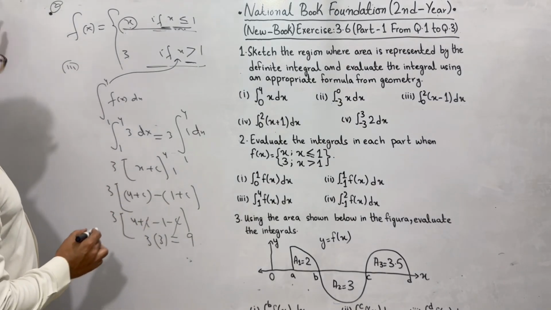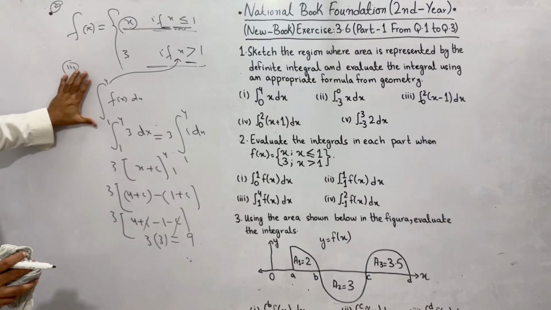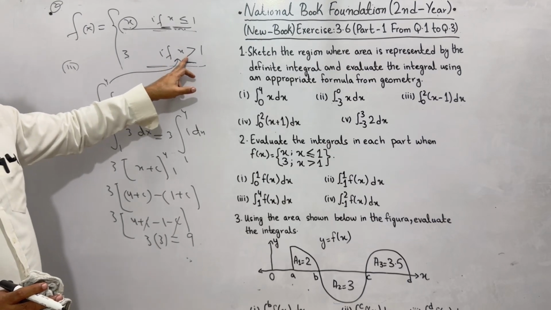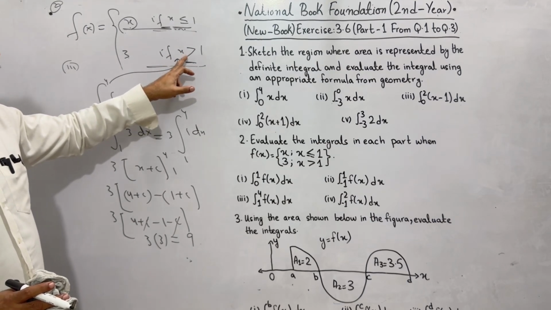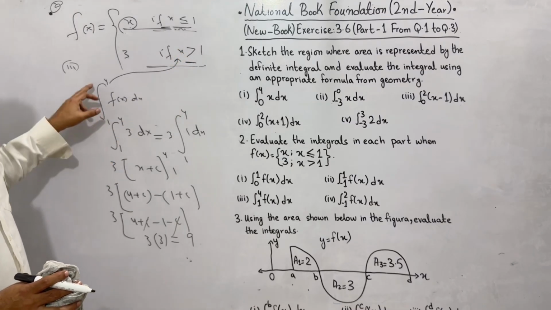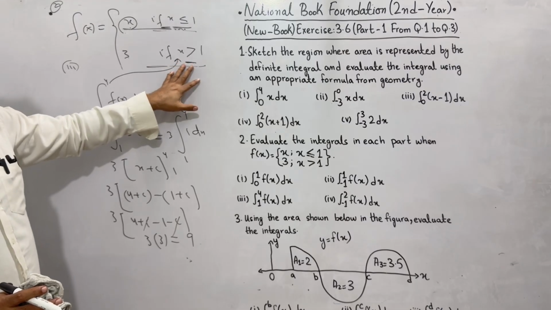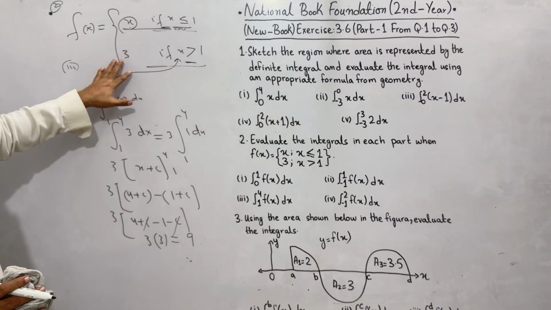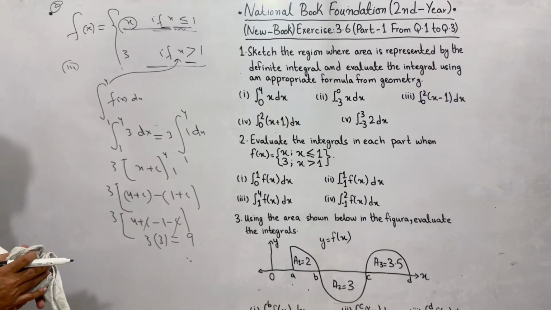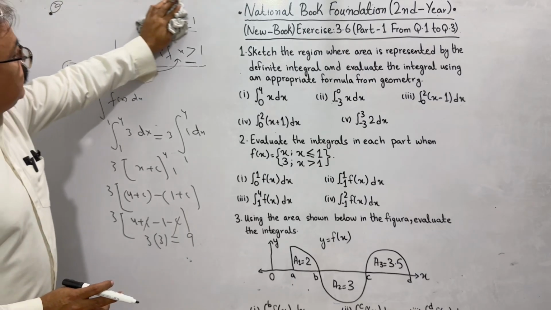3 times x plus c, and whatever the case is, we arrive at the same result. 1 to 4 lies on the right hand side of this interval, right of the partition, where x is greater than 1. So we have chosen the corresponding function f of x is equal to 3 and we have integrated this one as well. Question number 4 now.